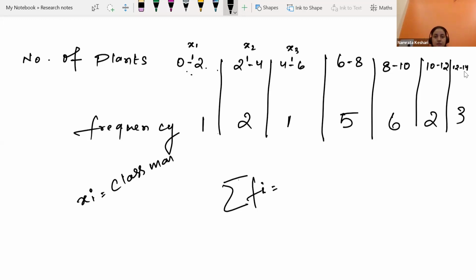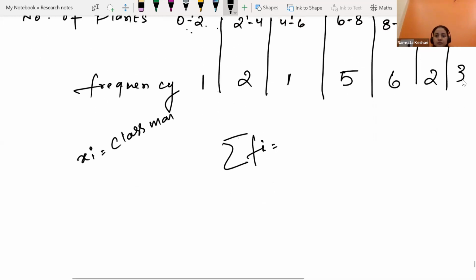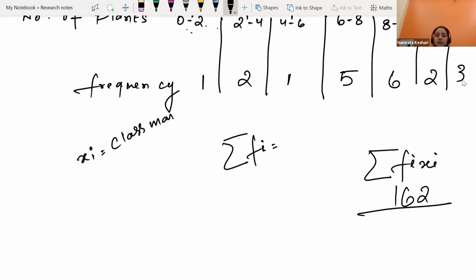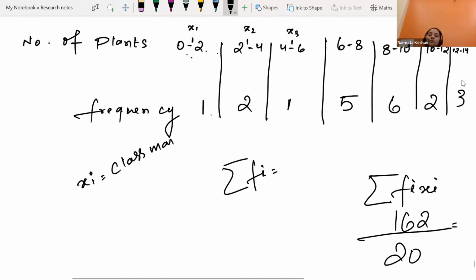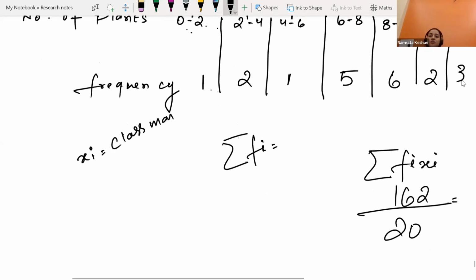The sum of fi xi is 162 and sum of fi is 20, and we'll be getting the mean 8.1. Rest of the students, please check it, are you getting the same? The numbers here are very small, and the mean is 8.1.